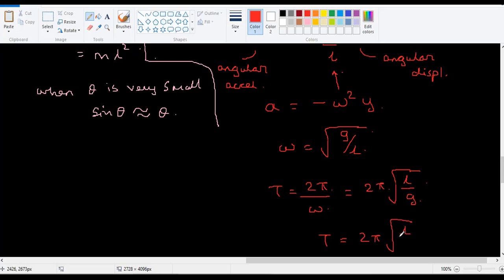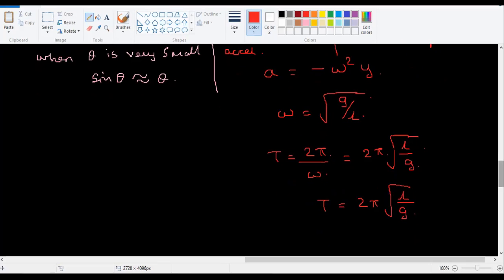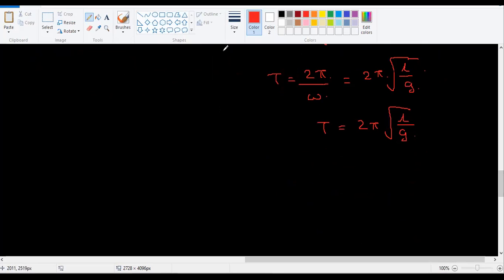So this is a formula you must have seen somewhere. Have you seen this formula anywhere else? Did you do some simple pendulum experiments in your lower classes? No, sir? No? Okay. So what this means is as the length increases, the time period will also increase.